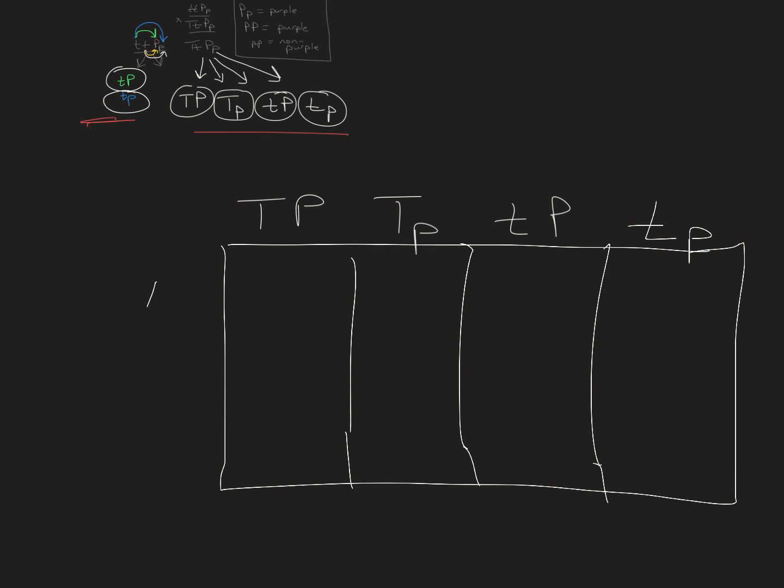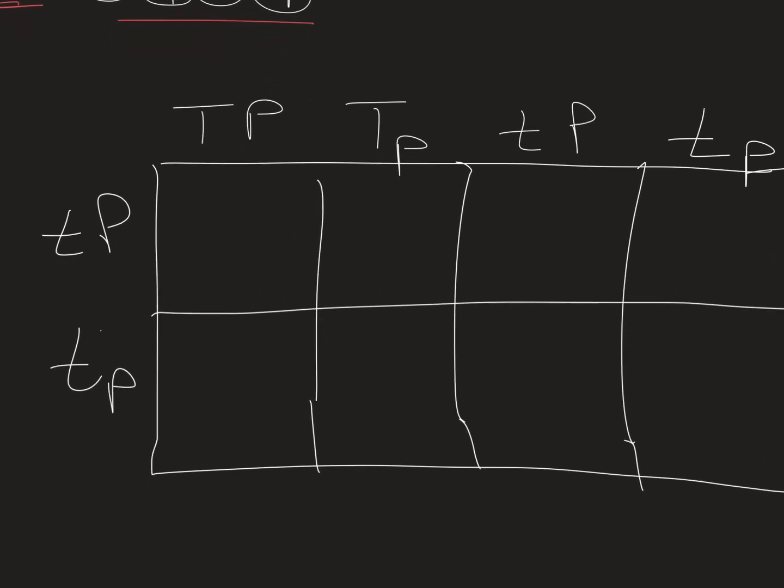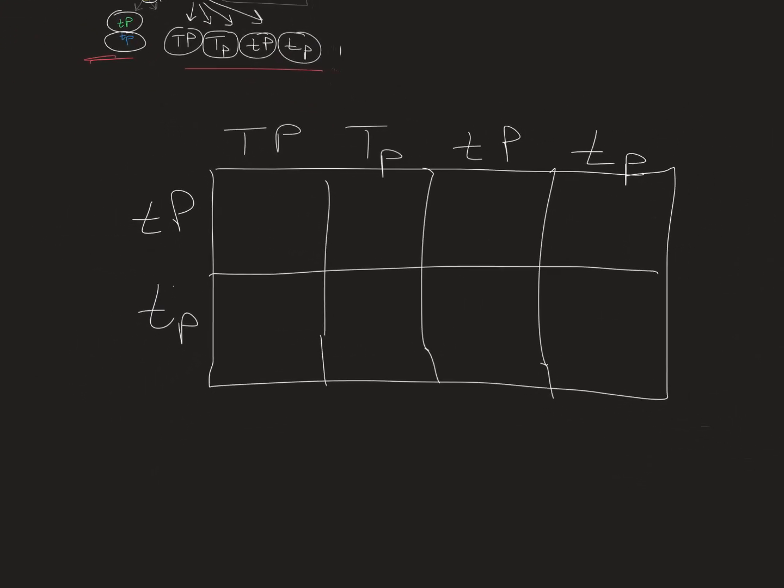Then I'm going to use little t, big P, little t, little p. Now we're going to go ahead and make the zygotes. Remember, these are gametes. They only have half the necessary genes. What do sperm and eggs do? They combine. They fuse. So let's combine these.